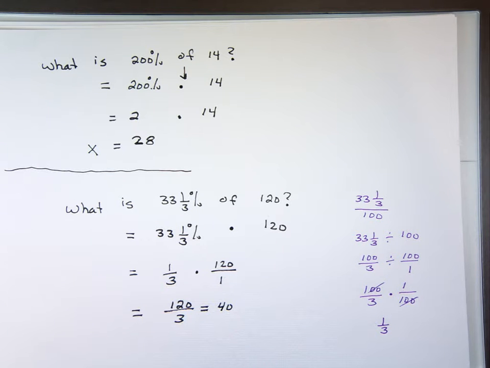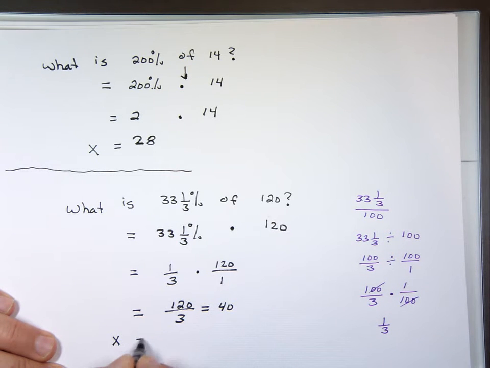So you will save $40 on that jacket now. Which means you're going to pay what for it? 80. The price is 120. You saved $40. You're paying 80.